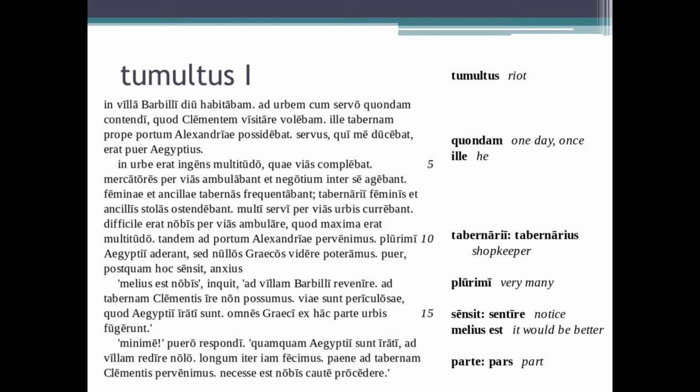I was living in the house of Barbilus for a long time. One day, I hurried to the city with a slave, because I wanted to visit Clemens. That man was possessing a shop near the port of Alexandria. The slave, who was leading me, was an Egyptian boy.